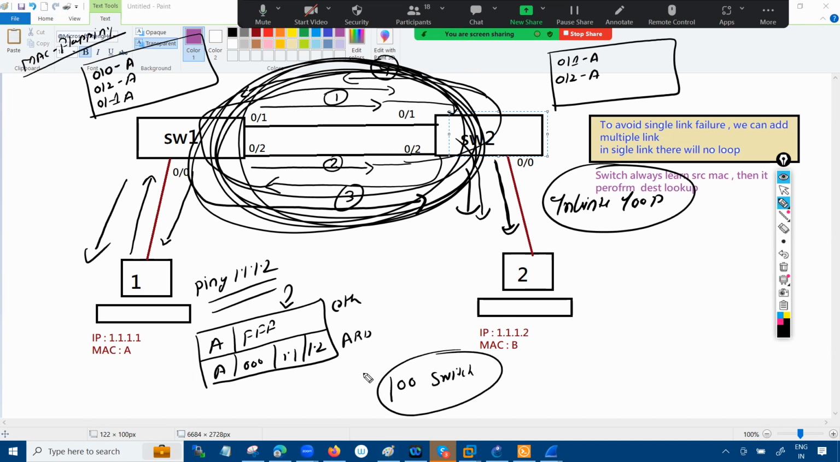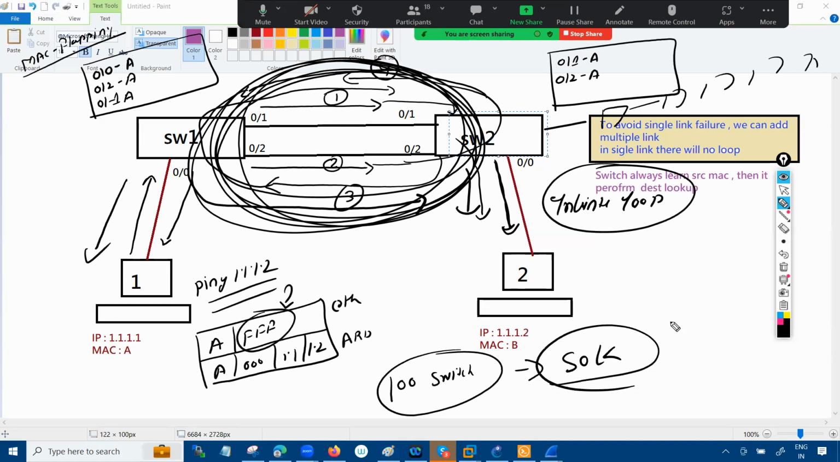Now, let's assume you have 100 plus switches in your network. Can you imagine, if switch 2 has connectivity with switch 3, switch 4, switch 5, switch 6, 7, whatever, the users present in that broadcast domain will receive this broadcast packet. If you have 100 plus switches and 50K users, all the 50K users will receive the broadcast stream, and there's no mechanism to prevent the loop.